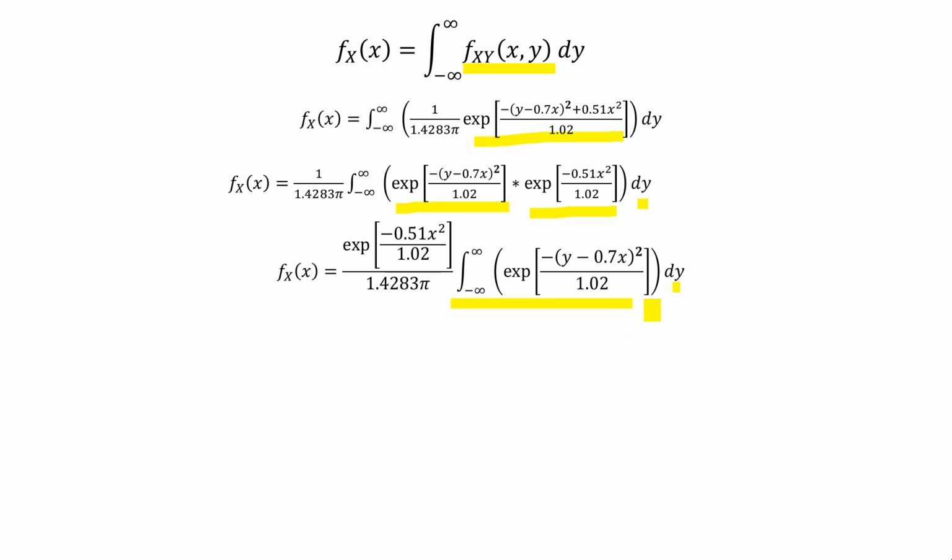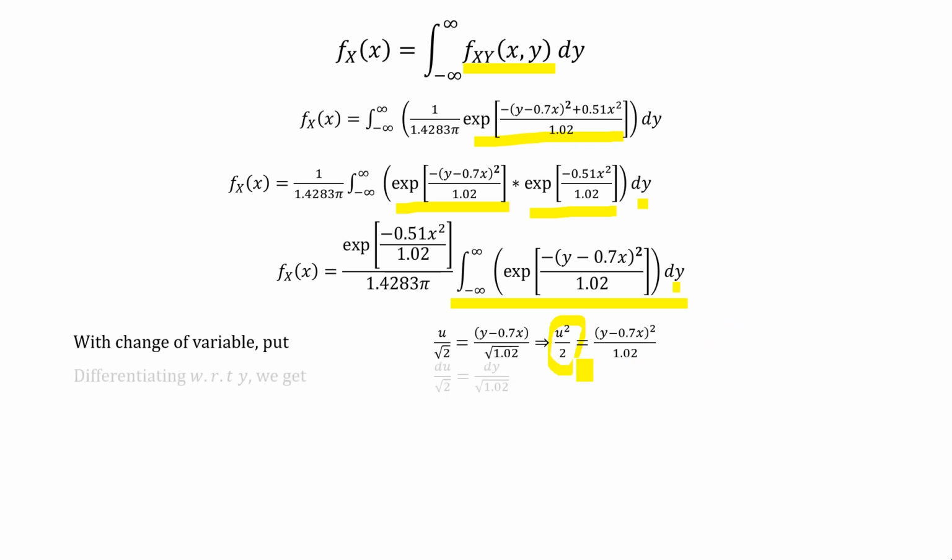So this integration can be solved using the change of variable concept. Let us substitute y minus 0.7 x whole square divided by 1.02 as u square by 2. These two terms can be replaced by u square by 2. So taking the square root on both sides, what we get here is u by root 2 equals y minus 0.7x divided by the square root of 1.02.